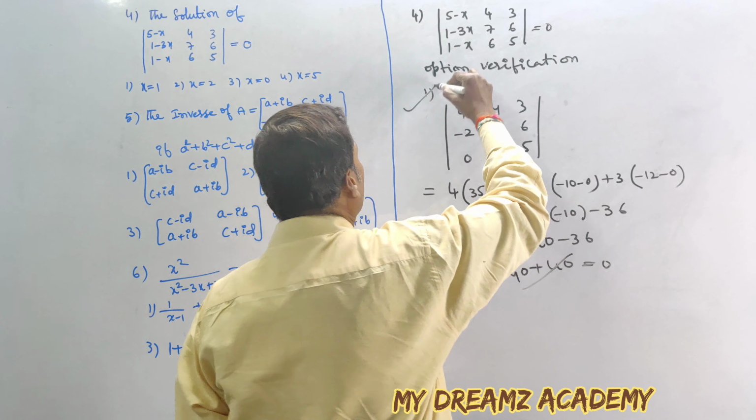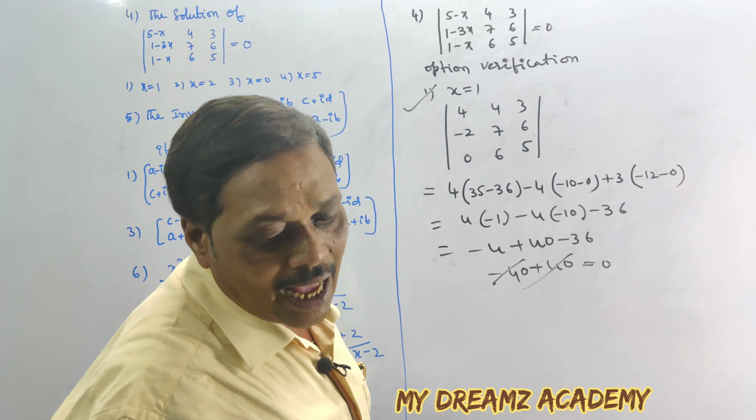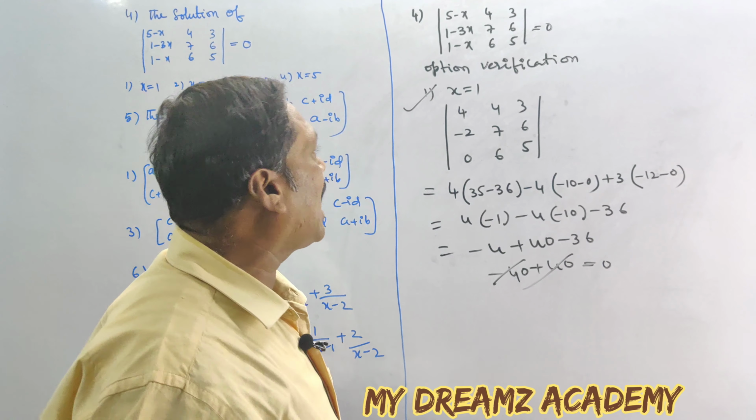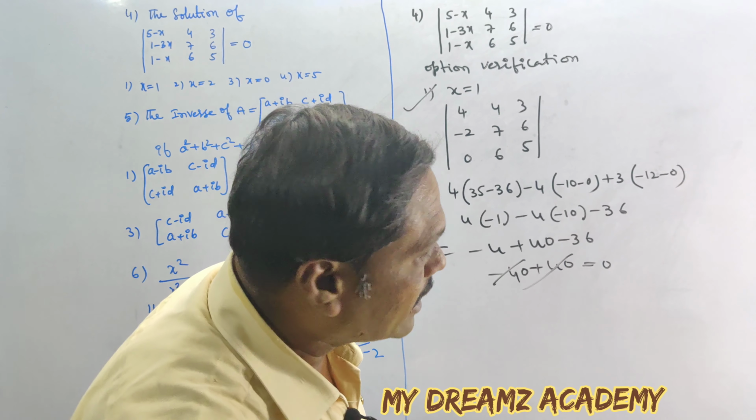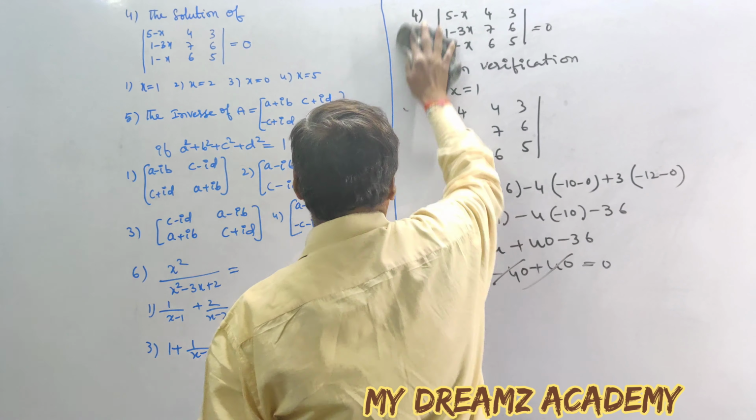Therefore, x is equal to 1 satisfied the given equation. Therefore, x is equal to 1 is the root of the given equation or solution of the given determinant or solution of the given equation. That is the x value 1.